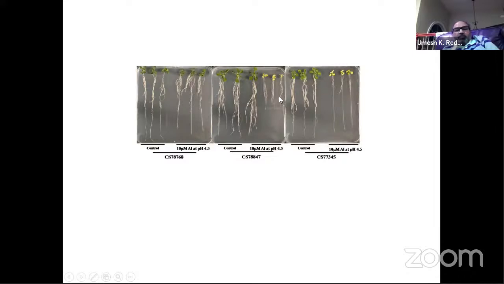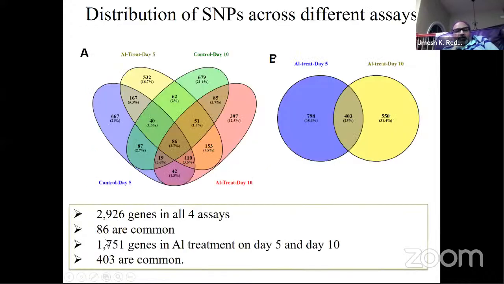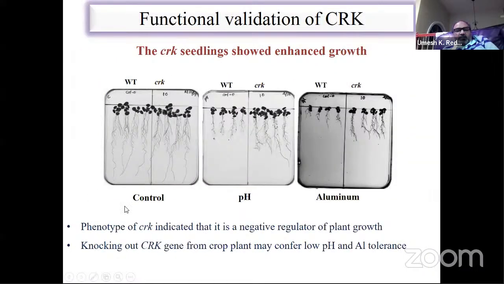So in Arabidopsis, we explored natural variation. You see some of these varieties are naturally growing very well in low pH, and some of the varieties in low pH are substantially reduced, and some of them are moderately stressed. So we did a genomic study to identify two important genes, especially 2,926 genes are identified.